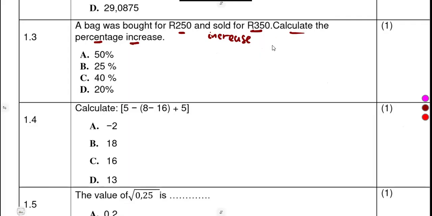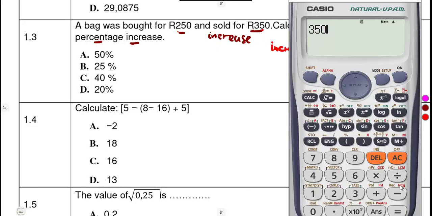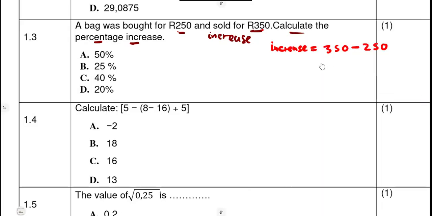What is our increase first? The increase is the difference: our selling minus the buying price. That is the increase. So that's 350 minus 250. You can even use your calculator, guys, for that. 350 minus 250, like this. You're going to obtain 100. So there is an increase of 100. Remember, this is the money in Rand. This is our increase. But the question is percentage increase.